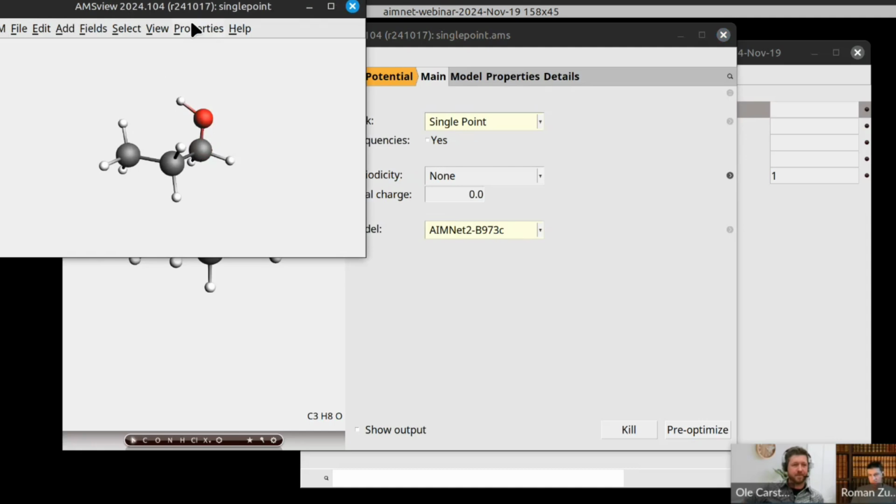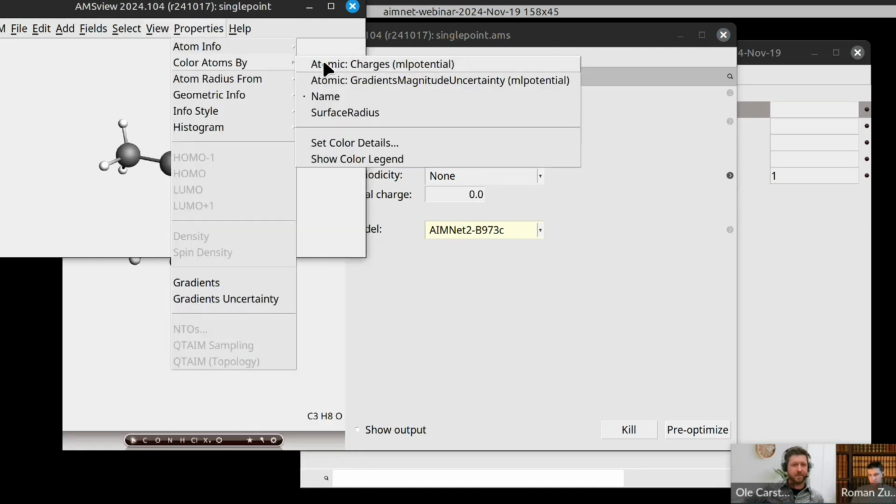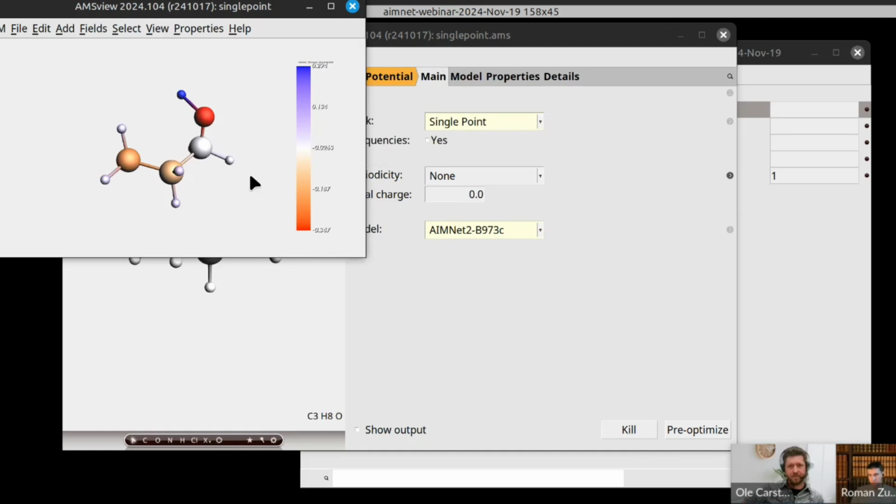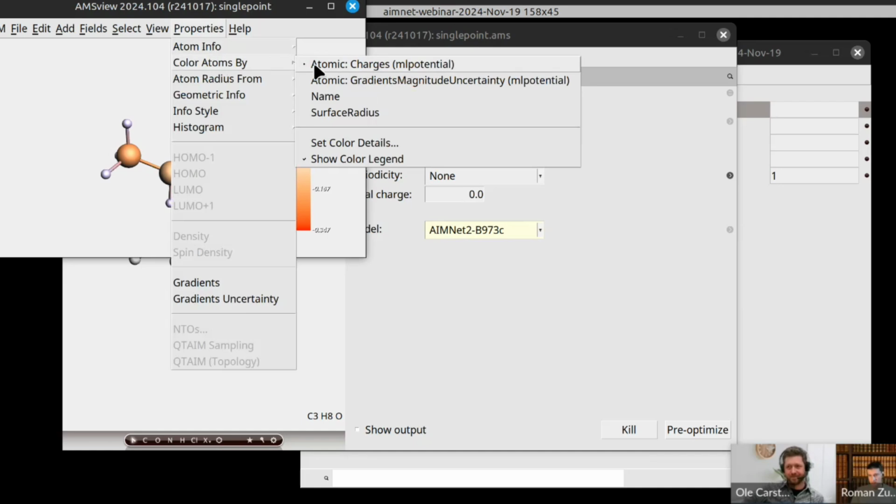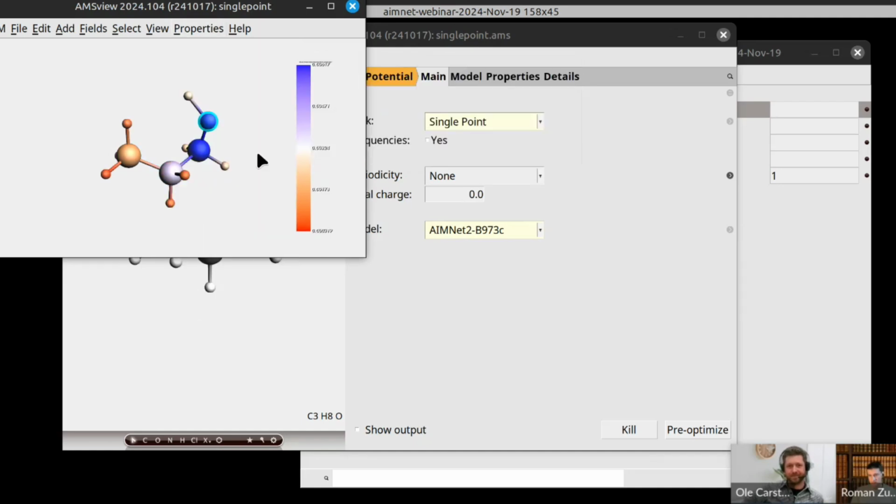In AMS view, I can then color these atoms, for example by the charges, because AIMNet predicts atomic charges like this. Here we see hydrogen is positive, oxygen is negative, which is red. Or I can color them by the gradients, magnitude, uncertainty. In this case, these hydrogens here are red, which means the uncertainty is very low. But here, when I displace this oxygen to a far off equilibrium position, the forces on these two atoms are quite high, and the uncertainty is also quite high. So in this way, you can get a feeling for whether AIMNet is certain or uncertain about your chemical system.